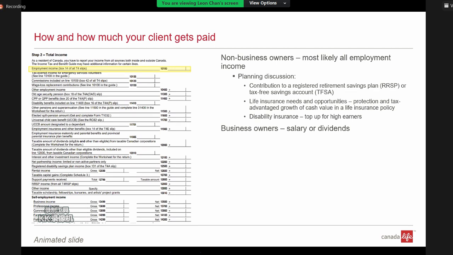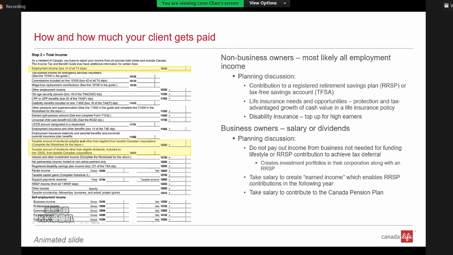Now, like I said earlier, for business owners, really, it could be salary or dividends. And depending on the sort of planning that they usually take with their accountants, it could be a mix of both, just to create some room for RRSP deductions there, right? So planning discussions there could include a few things, such as paying out income from business not needed. If you do not need that income, maybe just keep it in that corporation itself.